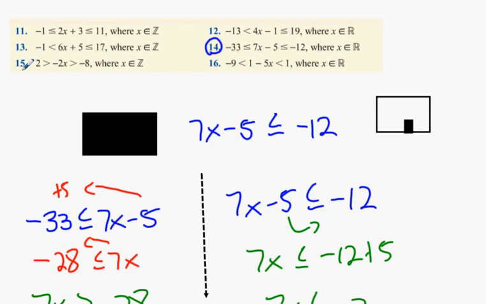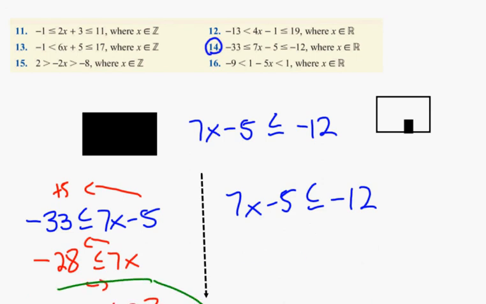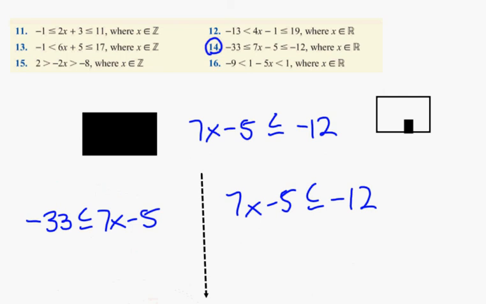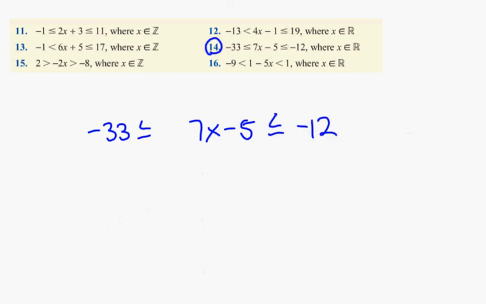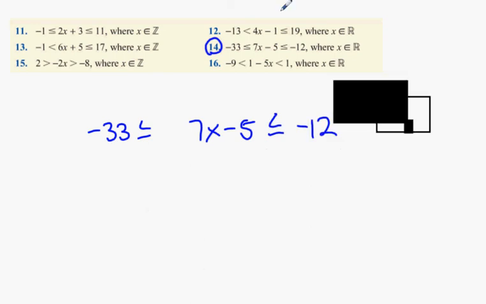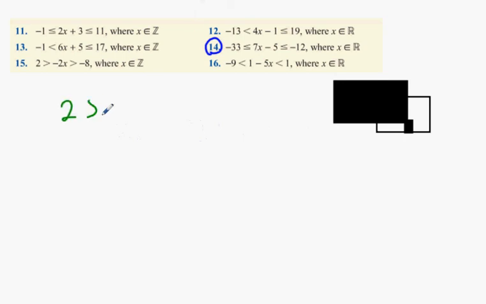Actually, this one's slightly awkward, isn't it? 15 looks slightly awkward. Okay, so we get 2 greater than or equal to minus 2x greater than minus 8. Okay, I'll get my little box back again. So what I'm going to do is this. Have 2 greater than or equal to minus 2x greater than minus 8.